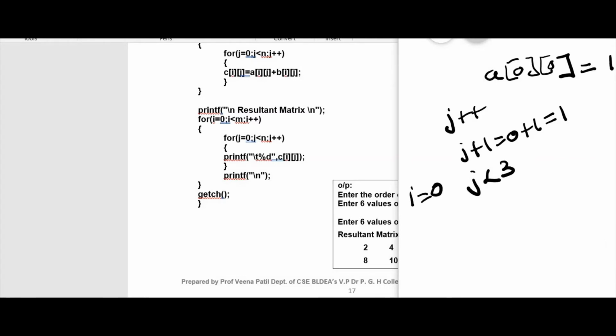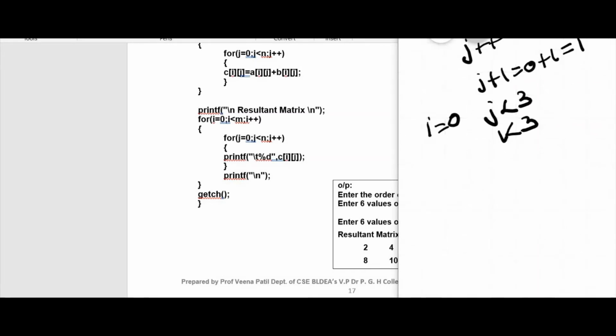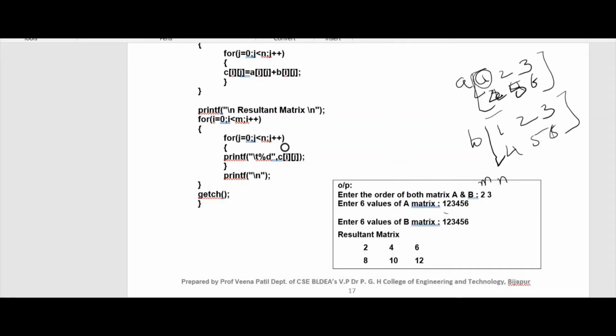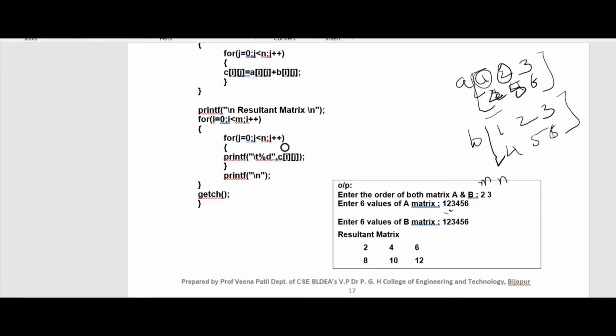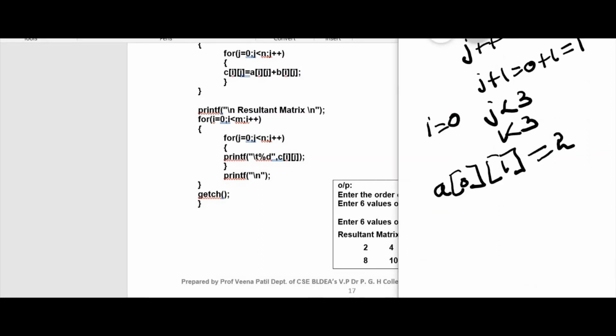So the next value that is going to be assigned is for a of 0, 1. What is the next value? The next value is 2. So 2 will be stored here. You can see here that 2 has to be stored at, this is 0, 0, this is 0, 1, this is 0, 2. Right.